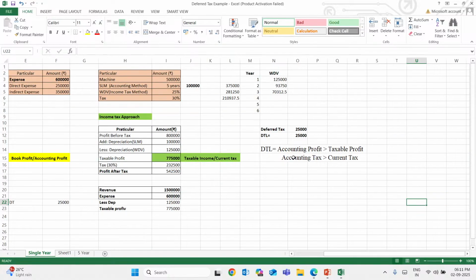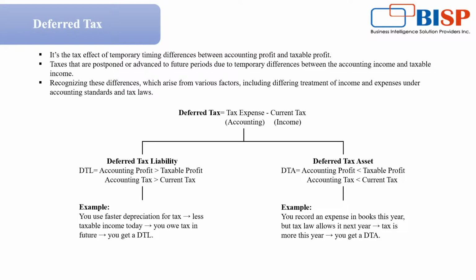You can see here the formulation that I have done. Here we have the DTL, which is telling us that when accounting profit is more than the taxable profit, that means this section is less than the book profit section, then it is a DTL, right? Or when the accounting tax is more than the current tax, then it is a DTL. Then we will go to our presentation so that we can read the definition here. I have made a chart also: deferred tax equals tax expense minus current tax, that is, tax expense according to the accounting and current tax according to the income tax. So here for the deferred tax, we have the same formulation.